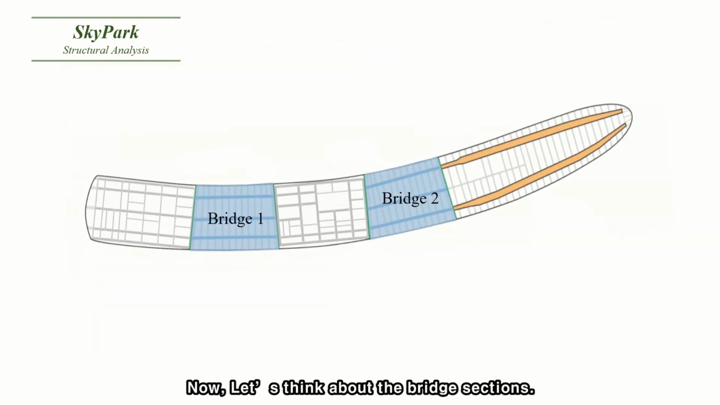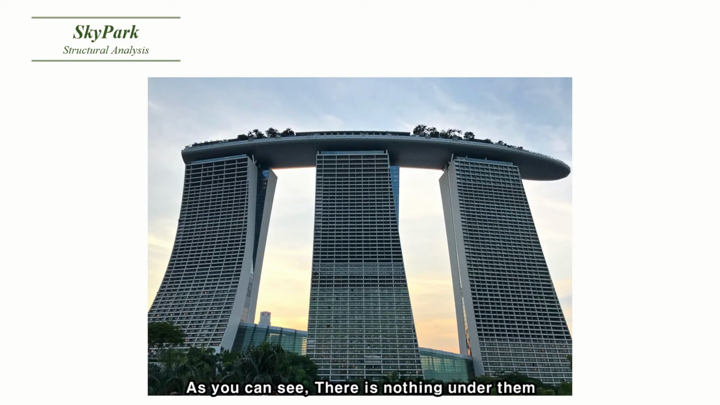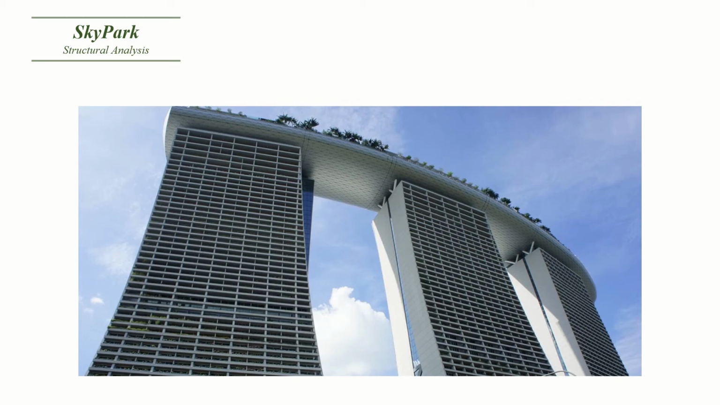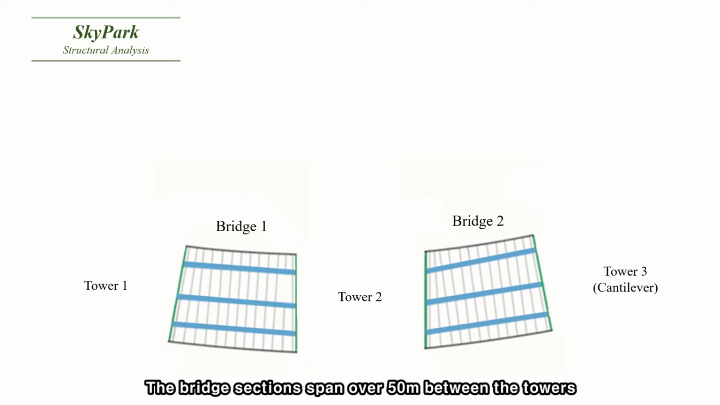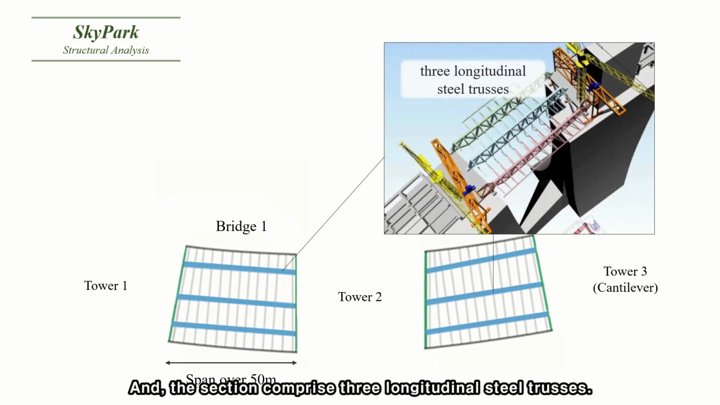Now, let's think about the bridge sections. As you can see, there's nothing under them. Literally, that huge structure is floating in the air. How is it possible? The bridge sections span over 50 meters between the towers, and each section comprises three longitudinal steel trusses.